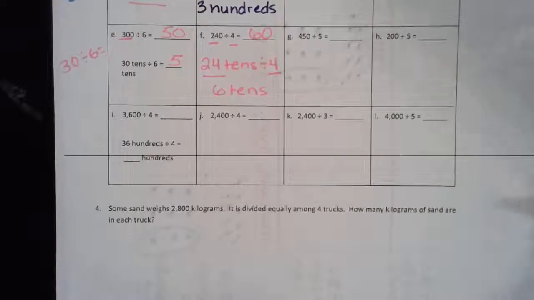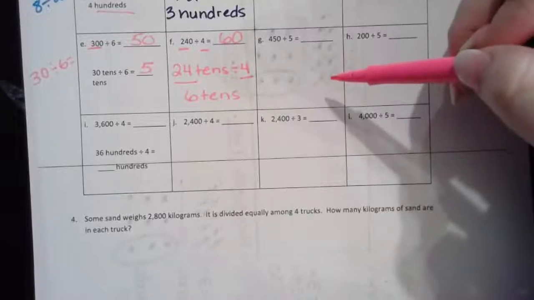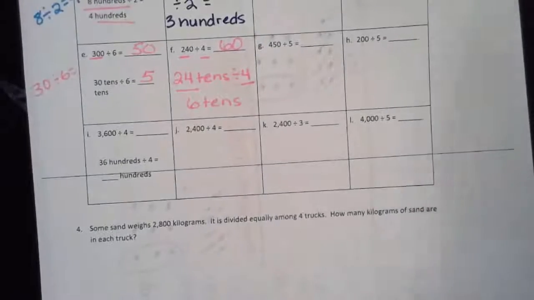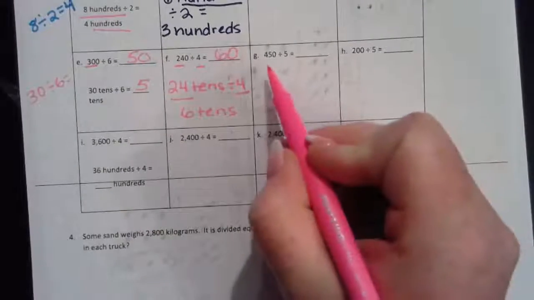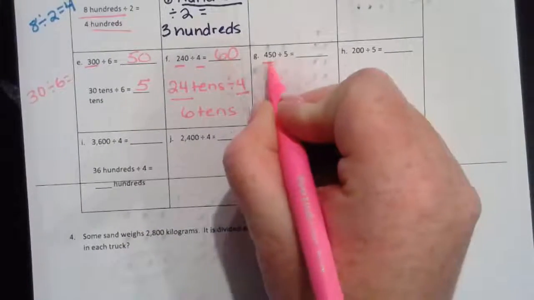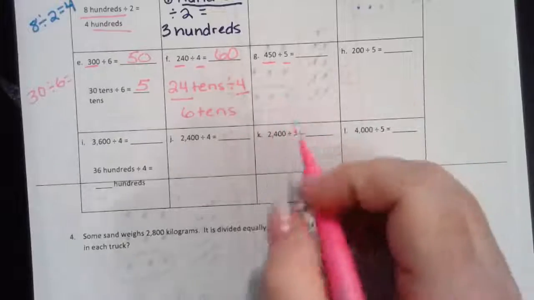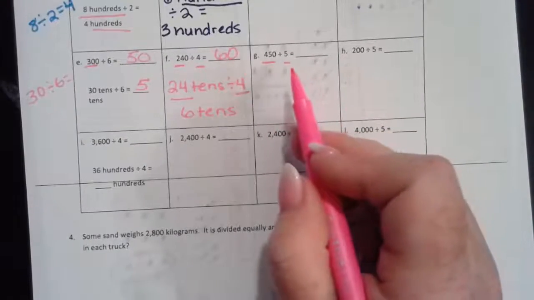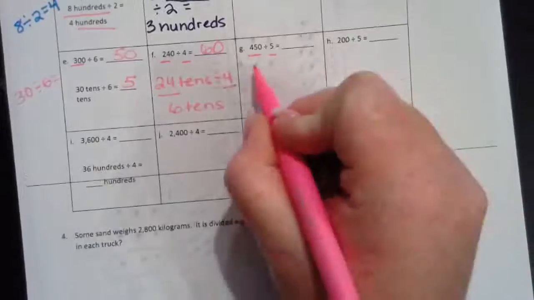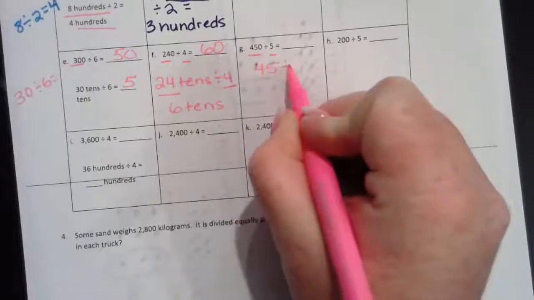We're going to do one more, and then you guys are going to do the last one in this row on your own. So let's do the next one. It is 450 divided by 5. With 450 divided by 5, I see in my brain 45 divided by 5.